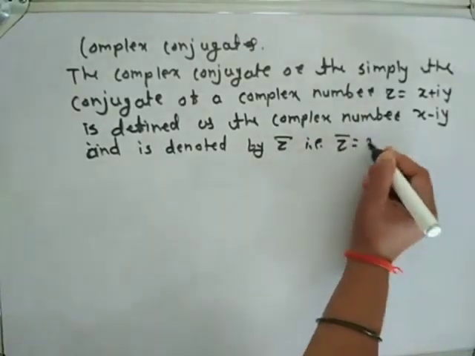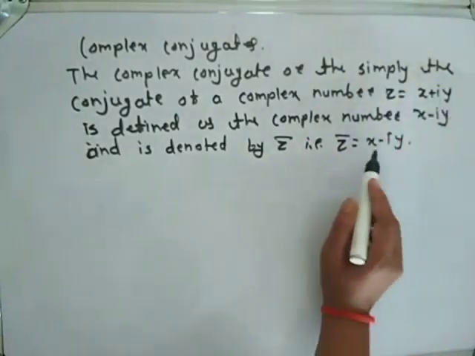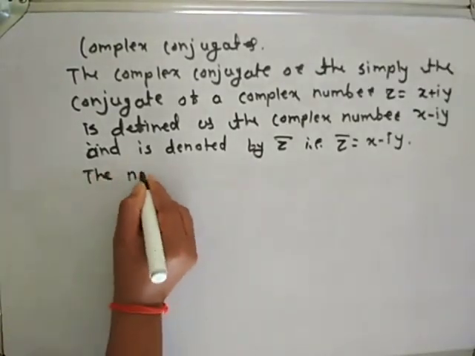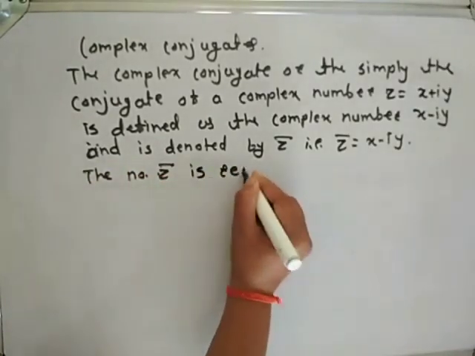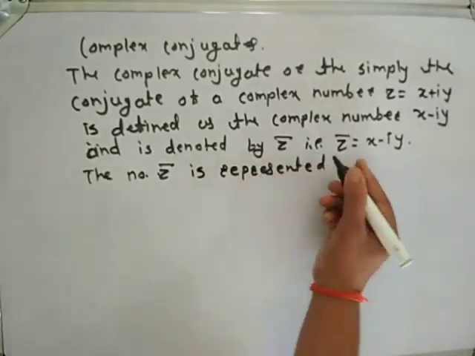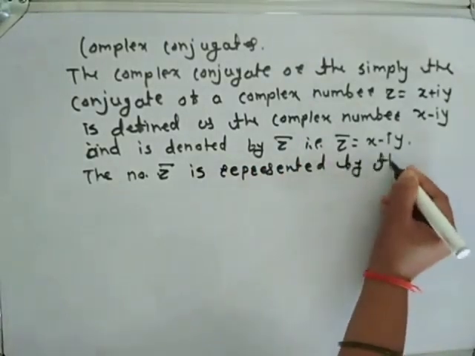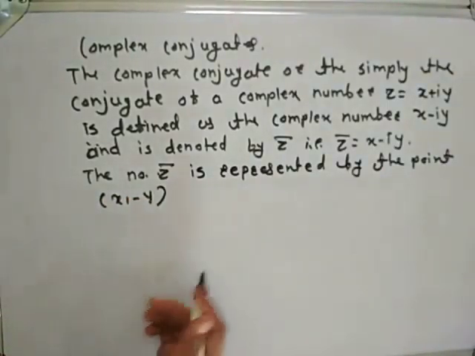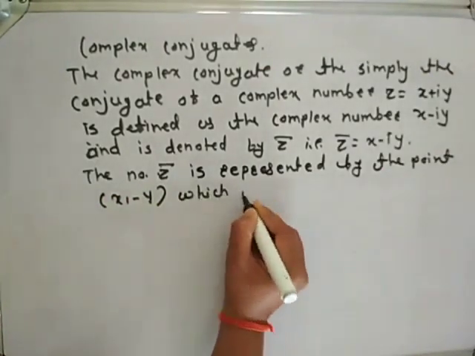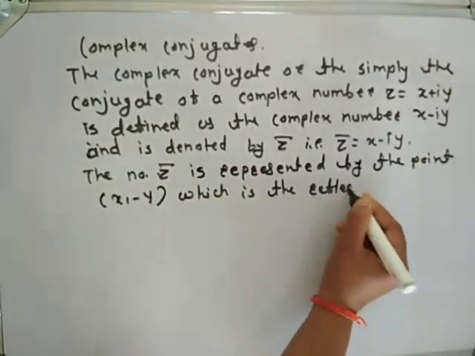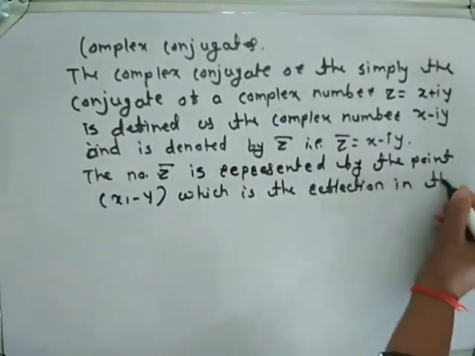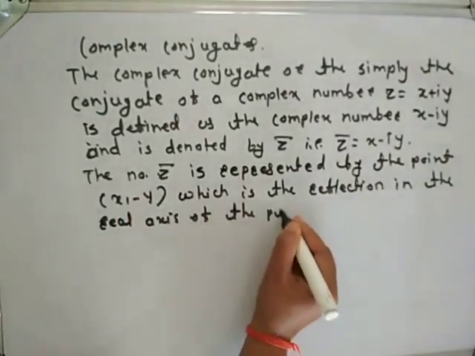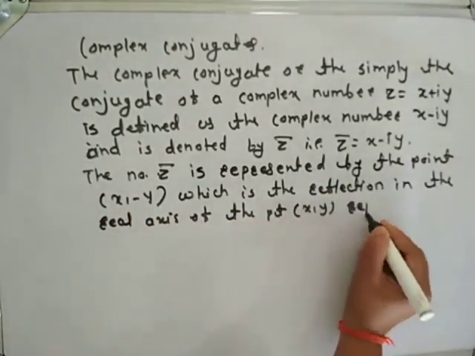This is the complex conjugate of complex number z equal to x plus iy. That is, z bar is equal to x minus iy. The number z bar is represented by the ordered pair (x, minus y), which is the reflection in the real axis of the point (x, y) representing z.